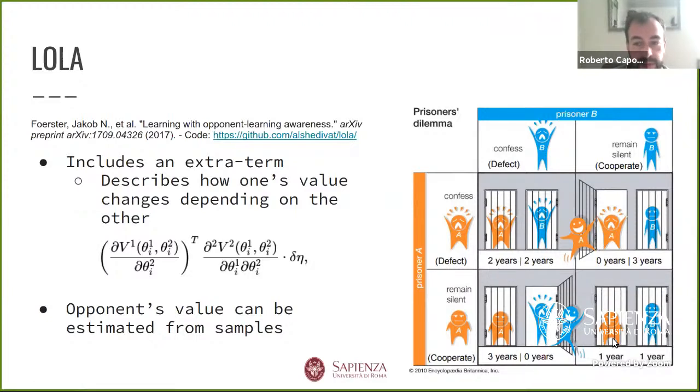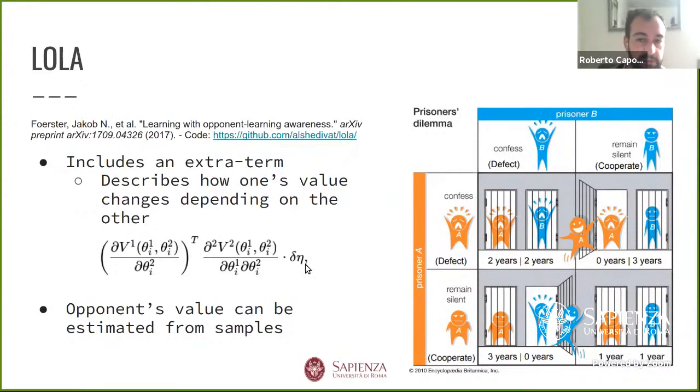If instead it sees that the other agent is remaining silent, the best thing for itself alone would be to confess, so that it stays in jail only 0 years. So there are all these different situations that can be taken into account by looking at the value function of the other agent. And this value function can be easily estimated by looking at some samples of the behavior of the other agent.